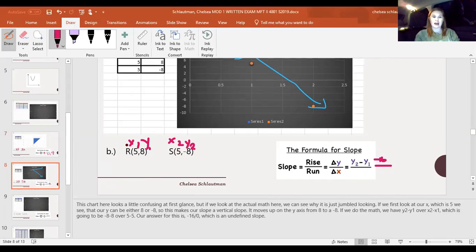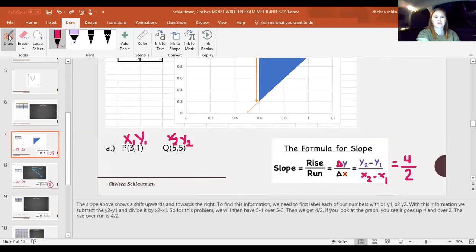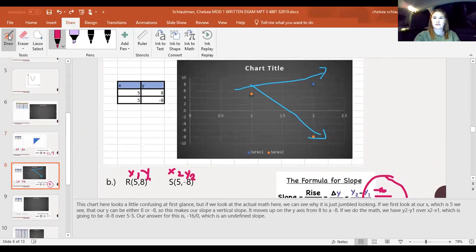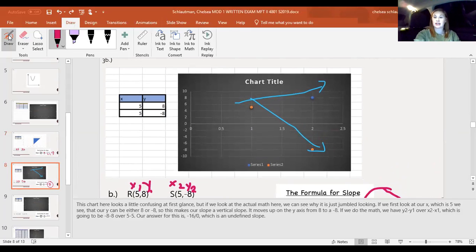It's going to be 5 minus 5, which gives us 0. So this here is telling us that this slope is undefined. Anything over that 0 is going to be an undefined slope. And again, the graph above shows undefined because when we try to graph it, it is not a defined line or defined slope.